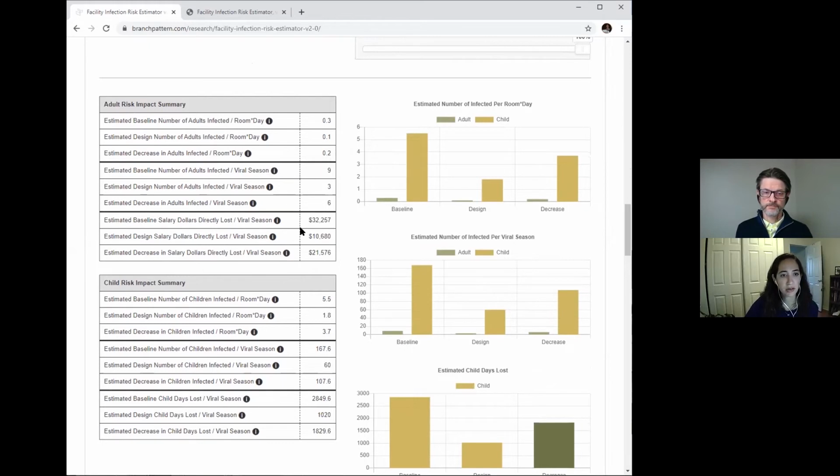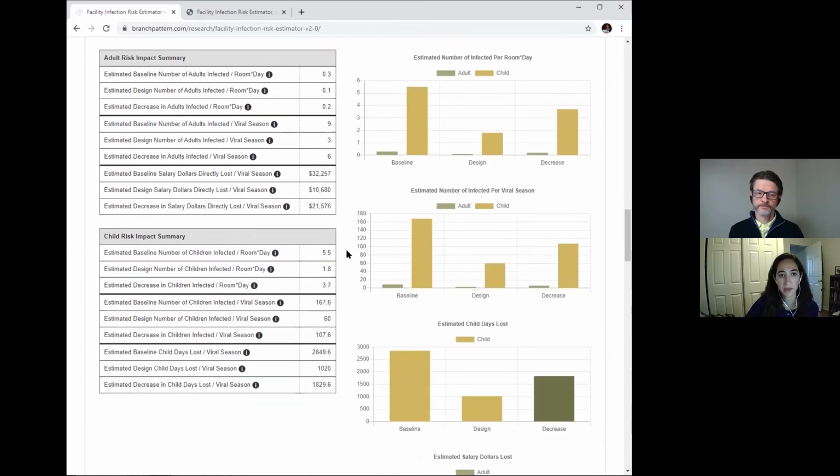But what it's showing you is that your design number of adults infected per viral season goes from 9 to 3 by making these changes in the space, which is 6 less adults infected per viral season. And if you multiply that by 17 days lost per each individual, that's getting you this decrease in salary dollars lost per viral season. There's obviously more kids, and that's what we tend to care about. So we'll focus on these graphs here.